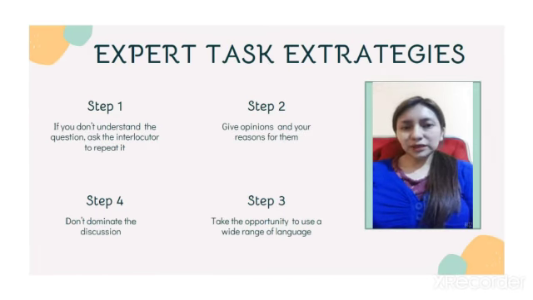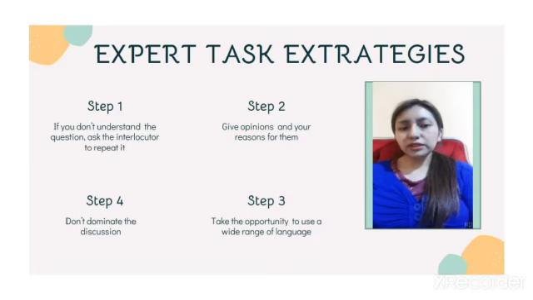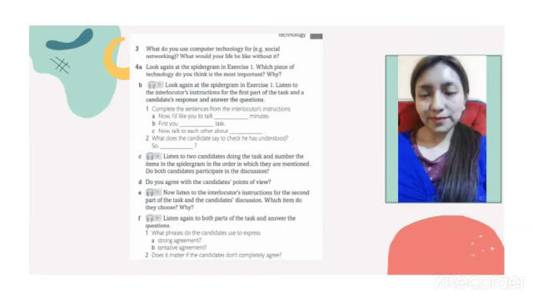Expert task strategies. So we have 4 steps that we can follow. The first one is if you don't understand the question, ask the interlocutor to repeat it. Step number 2 is give opinions and reasons for them. Step number 4, don't dominate the discussion. And step number 3, take the opportunity to use a wide range of language. Finally, we have an example of a speaking exam in which we can apply all of the steps and strategies.